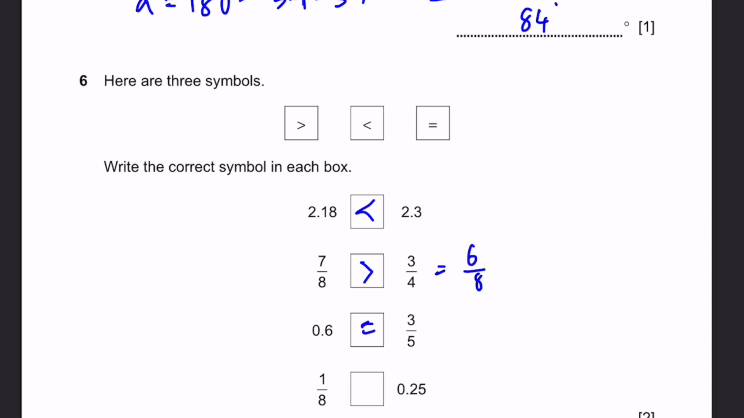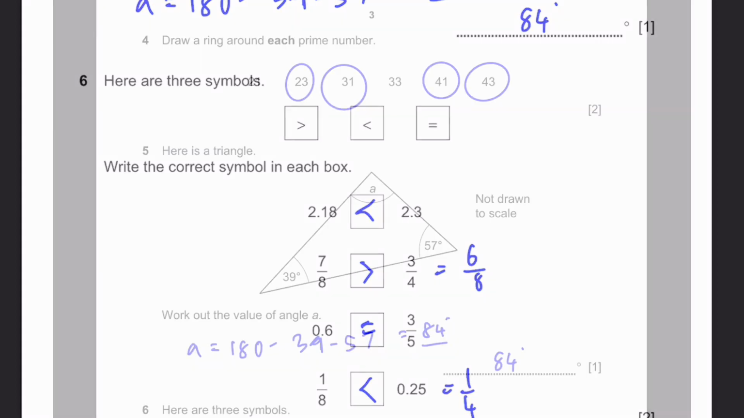1/8 dash 0.25. 0.25 is equal to 1/4 in fraction, and 1/4 is greater than 1/8. So we put a less than symbol there. That's the answer. Question 7.